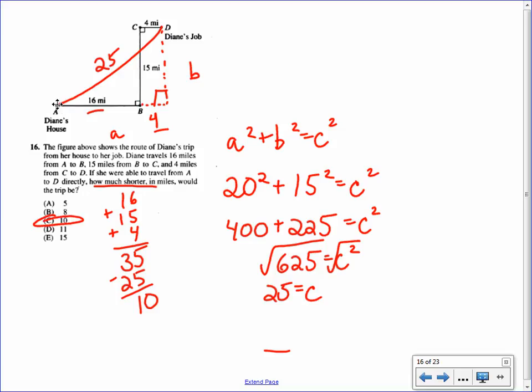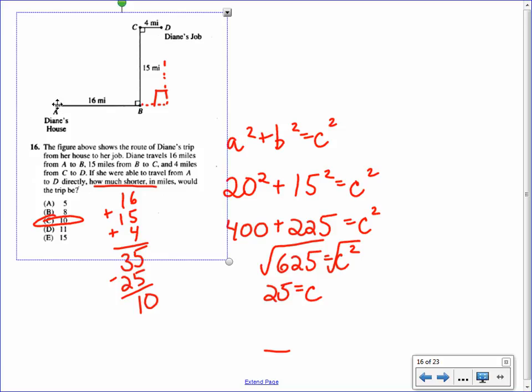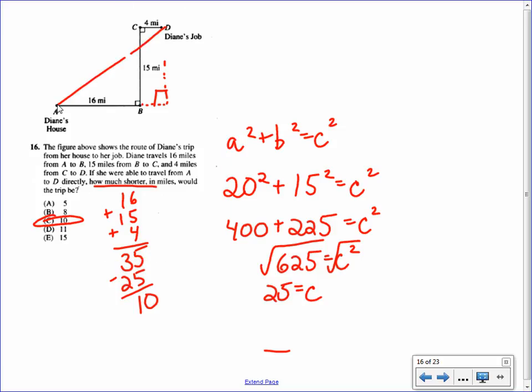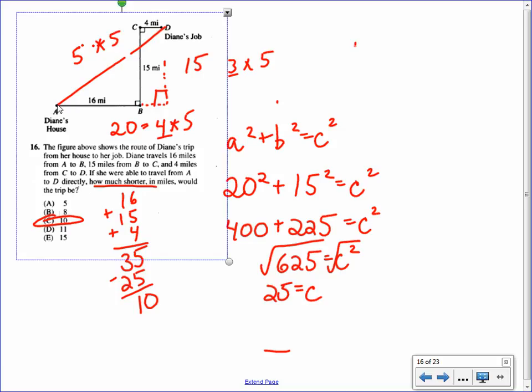For this problem, I just want to briefly point out that this is a 3, 4, 5 special right triangle. A lot of the right triangles that you'll see on the SAT will follow this pattern. So when this leg is 20 and this leg's 15, you might see that 20 is 4 times 5, 15 is 3 times 5. So then you know that this hypotenuse is going to be 5 times 5, because this follows this common pattern with 5 as the hypotenuse.